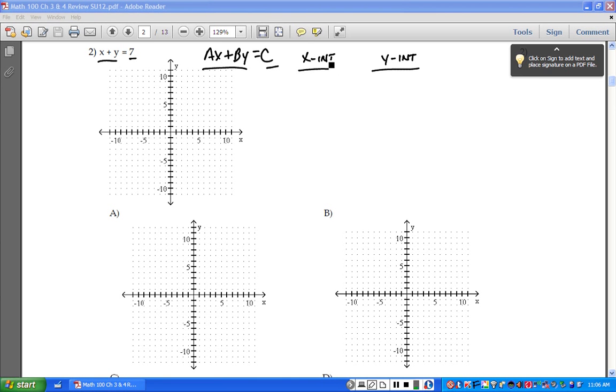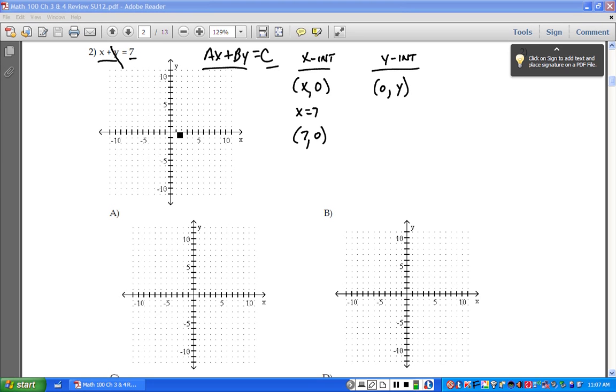Remember, intercept means that the point exists on that axis. So an x-intercept means the point is going to exist on the x-axis. Y-intercept means the point is going to exist on the y-axis. So for x-intercept, we make y 0 and find x. For y-intercept, we make x 0 and find y. If y is 0, then the y disappears and I just have x equals 7. So my point would be 7 for the x, 0 for the y.